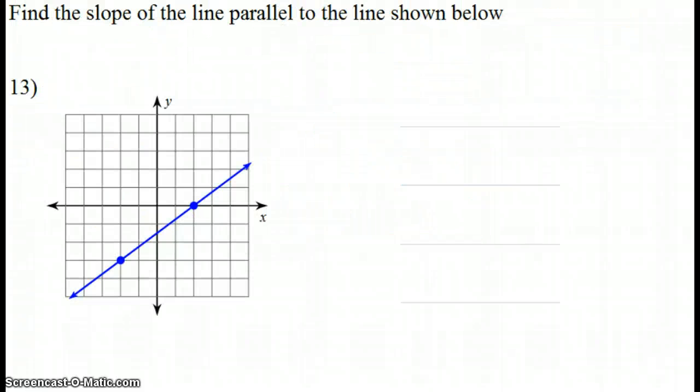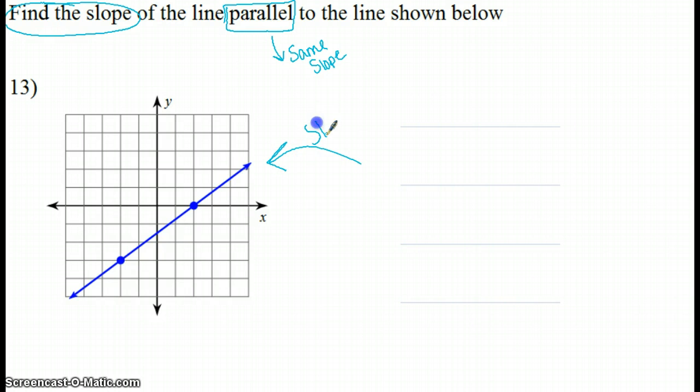Question 13. We need to annotate our problem. Our action is to find the slope of the line parallel to the line shown below. And again, that parallel is really key. I'm going to remind myself that that means the same slope. In order to figure out the slope of the parallel line, I must identify the slope of this line.